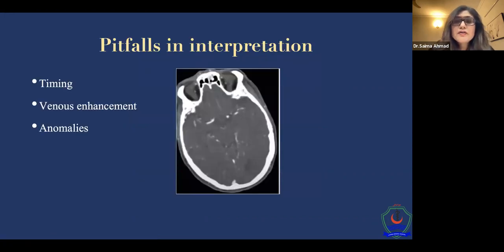Of course, there are pitfalls in the interpretation. The pitfalls are about the timing. The timing is very important, because you may see the venous enhancement and confuse it with the arterial one, because the veins run parallel to the arteries but enhance late. And of course, you should know about the anomalies.